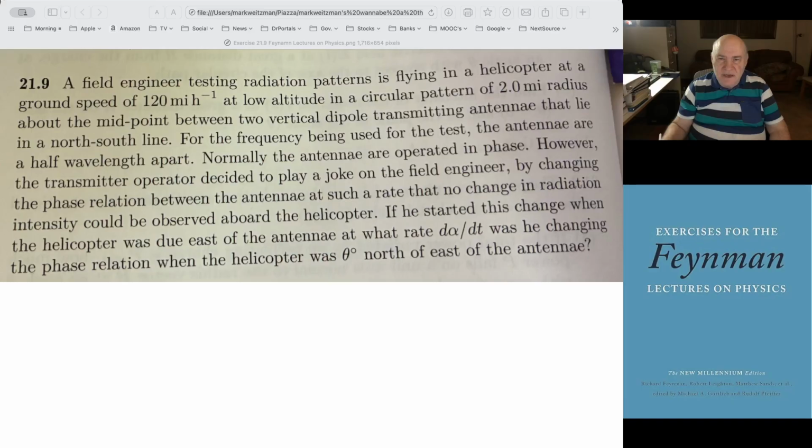Normally the antennae are operated in phase. However, the transmitter operator decided to play a joke on the field engineer by changing the phase relation between the antennae at such a rate that no change in radiation intensity could be observed aboard the helicopter. If he started this change when the helicopter was due east of the antennae, at what rate dα/dt was he changing the phase relation when the helicopter was 30 degrees (θ) north of east of the antennae?